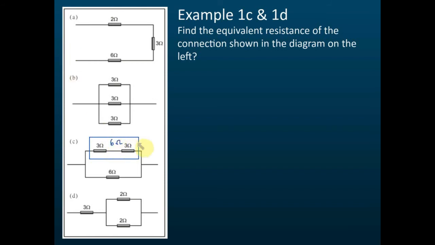Now this section is parallel to this 6 ohm resistor, right? So we assume that now this becomes one resistor. The whole thing is 6 ohm, and this is also 6 ohm. 6 ohm and 6 ohm, and they are parallel. So what's the effective resistance? 3, yes. Straight away we take 6 divided by 2, and it's equal to 3 ohm. You see that's how easy. We group the resistors into sections. That's easier for the calculations. That's for C. And how about D?